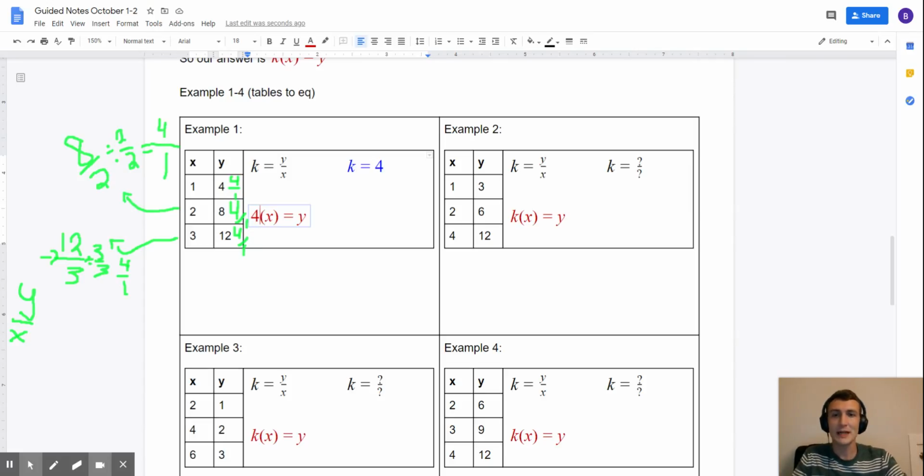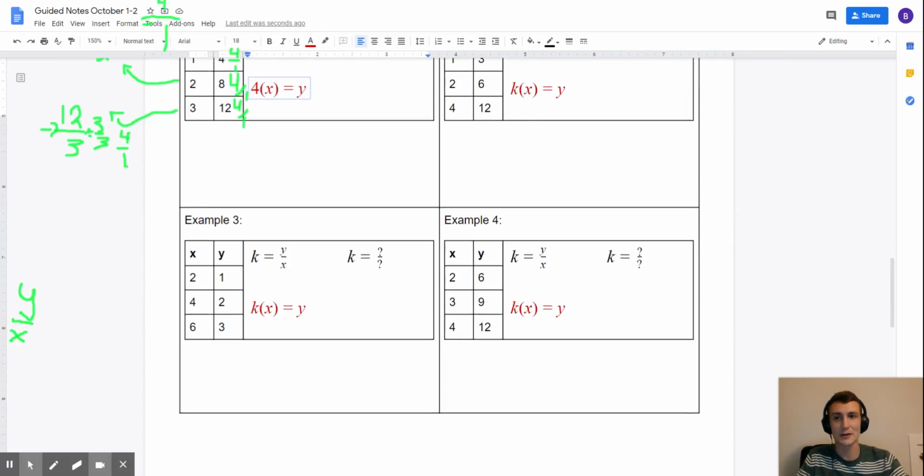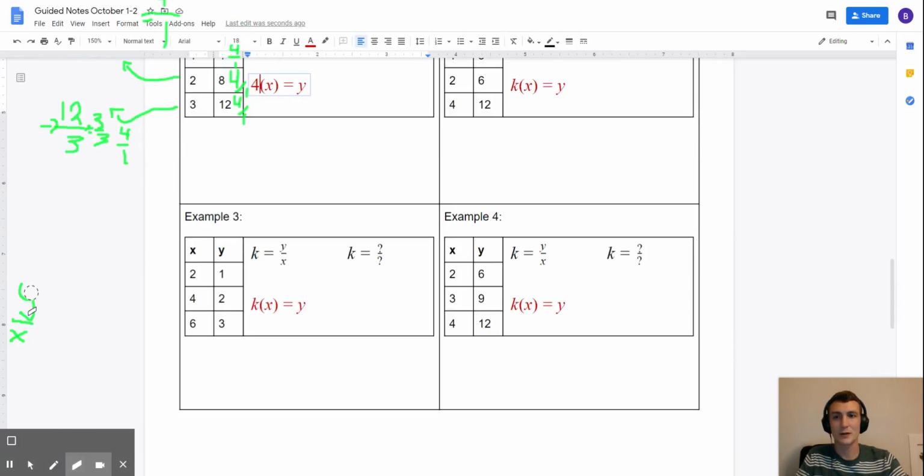Okay, now let's go ahead and work on number 3 together here. Oops, it looks like our y over x is not scrolling with the rest of the stuff. It's a pretty cool system, but a little glitchy.